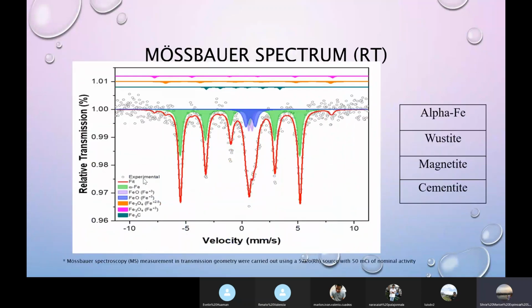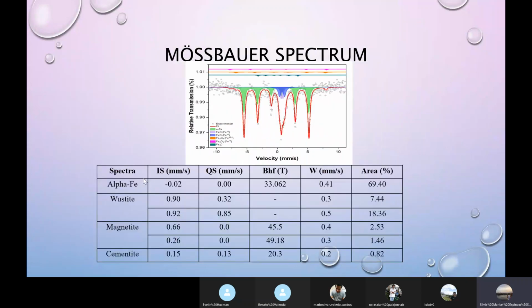The Mossbauer spectrum obtained for the reduced sample at room temperature is shown in the figure. The fitted parameters and the relative subspectral areas are given in the table.